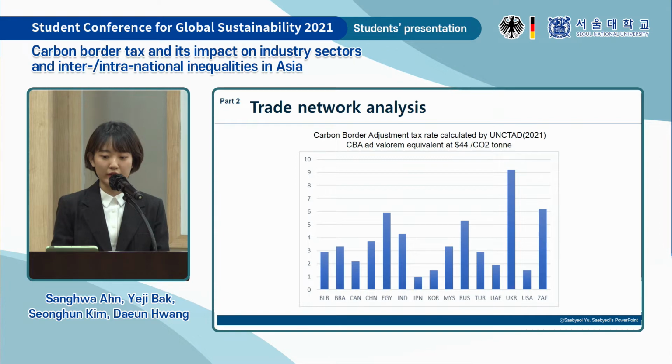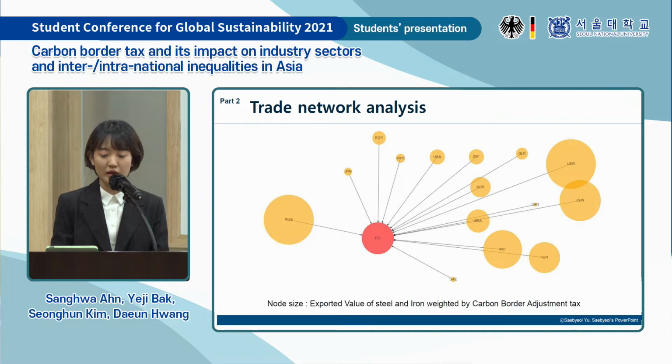To investigate the real effect of the carbon tax, we got the data of the carbon border adjustment tax rate from UNCTAD, and we use it as a weight. This graph shows the trade network weighted by the CBAM tax. Since USA and Korea have lower tax than others, the node sizes of USA and Korea decreased significantly, but the node sizes of Russia, India, and China still account for a majority of the trade network.